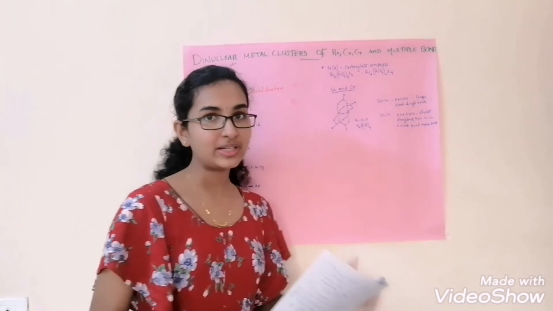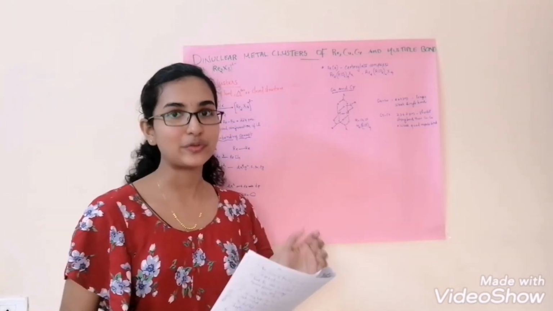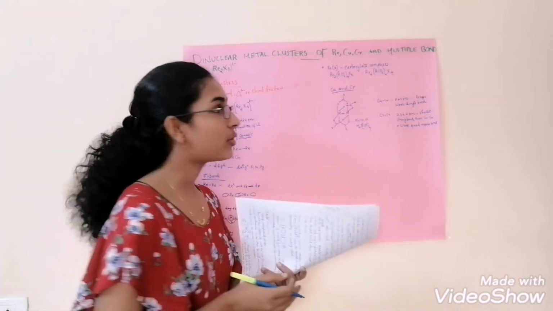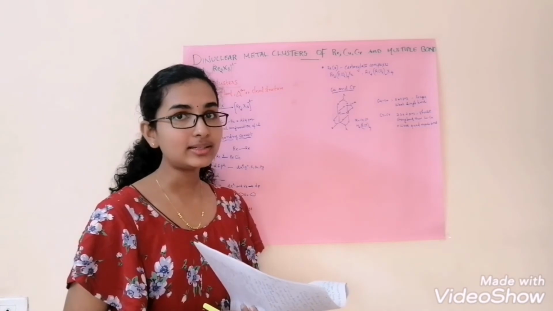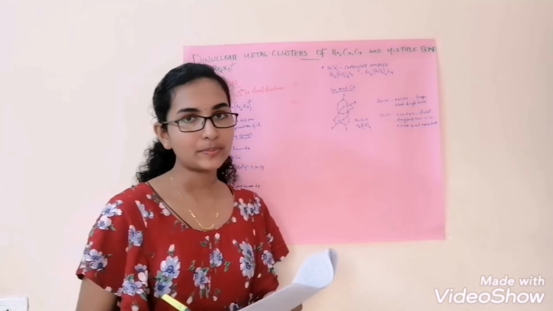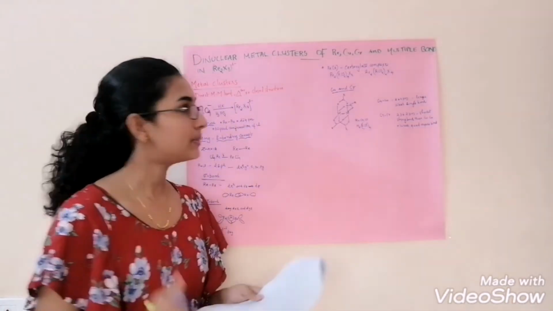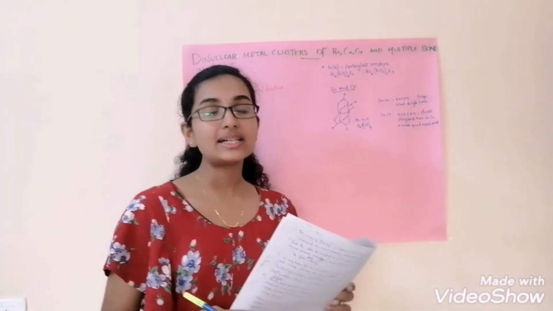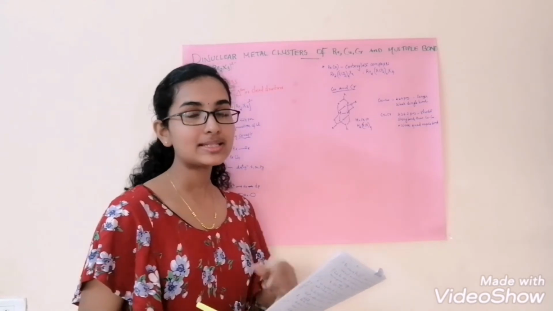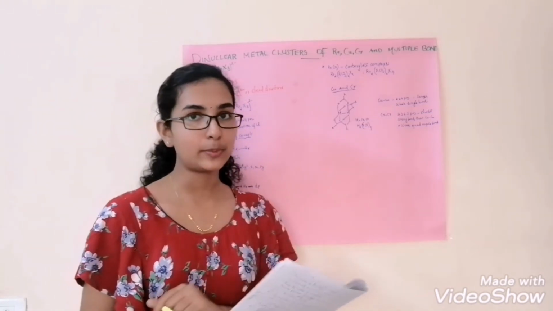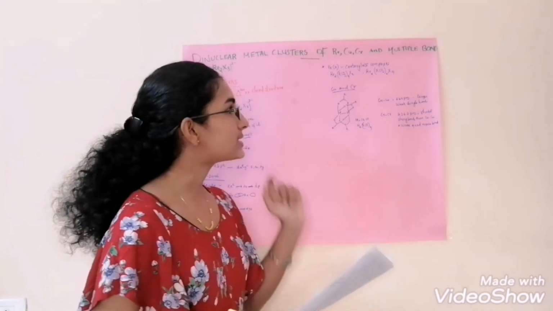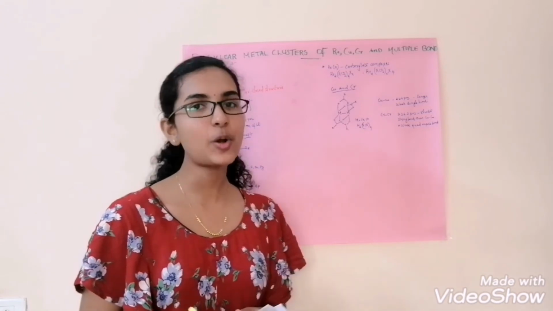The specialty of the copper-copper bond in the dinuclear metal clusters of copper is that the copper-copper bond distance is 264 pm, which is longer than the copper-copper bond in metallic copper, which is 256 pm. So it is a weak single bond forming between copper and copper. In the case of rhenium, it was quadruple bonding between rhenium and rhenium. But in the dinuclear metal cluster of copper, it is a weak single bond between copper and copper.